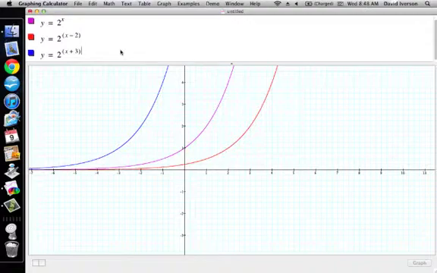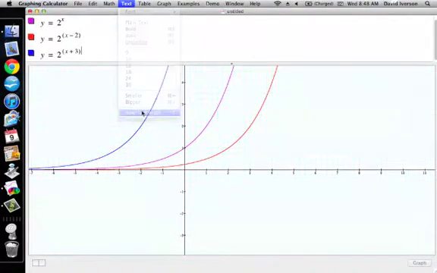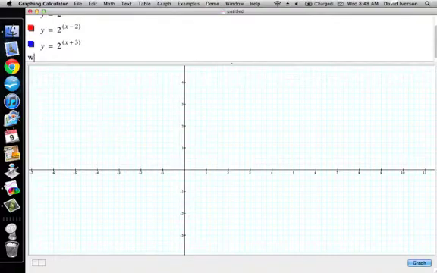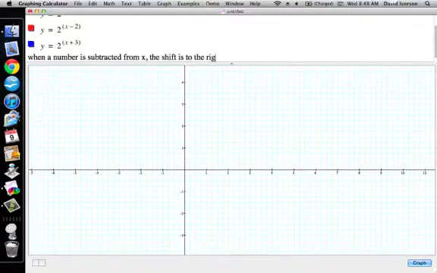Okay, what's happening? X minus, so when a number is subtracted from x, the shift is to the right. When a number is added to x, the shift is to the left.